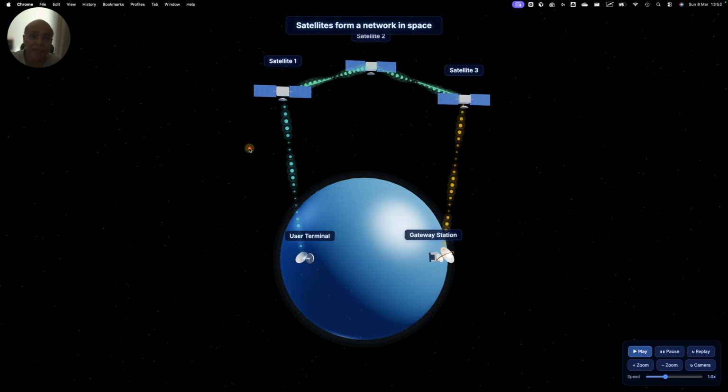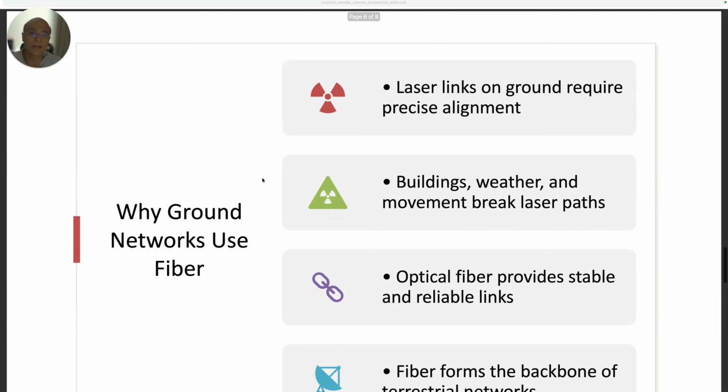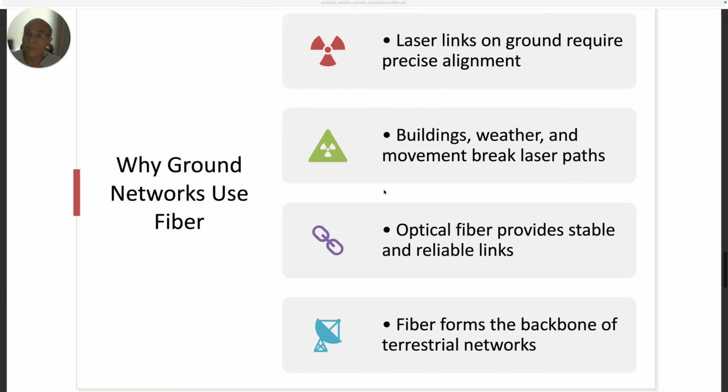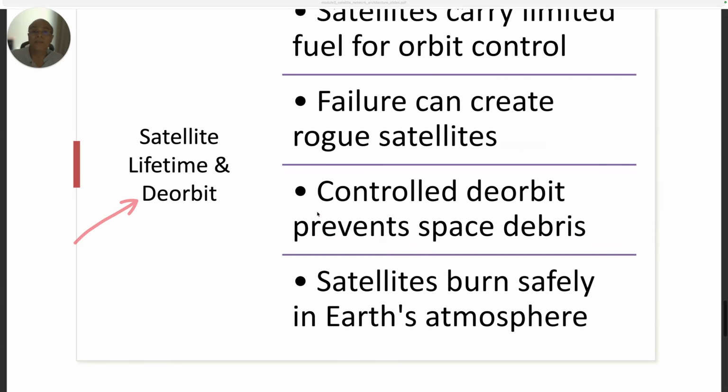But in space, this kind of misalignment does not take place because space is reasonably empty, there is no interference, and the satellites are reasonably stable. Therefore these inter-satellite links typically work well. We have already spoken about why ground-based networks use fiber and not laser. Now, satellite lifetime and deorbit.